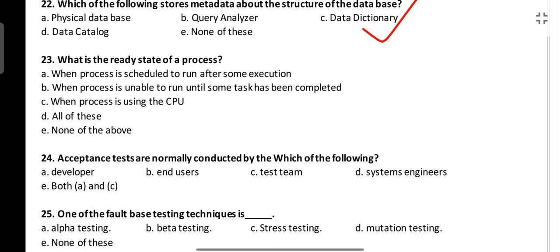Next is, what is the ready state of a process? Ready state of a process means it will run after some time. So the correct answer is when the process is scheduled to run after some time. Yeah, option A is the correct answer.